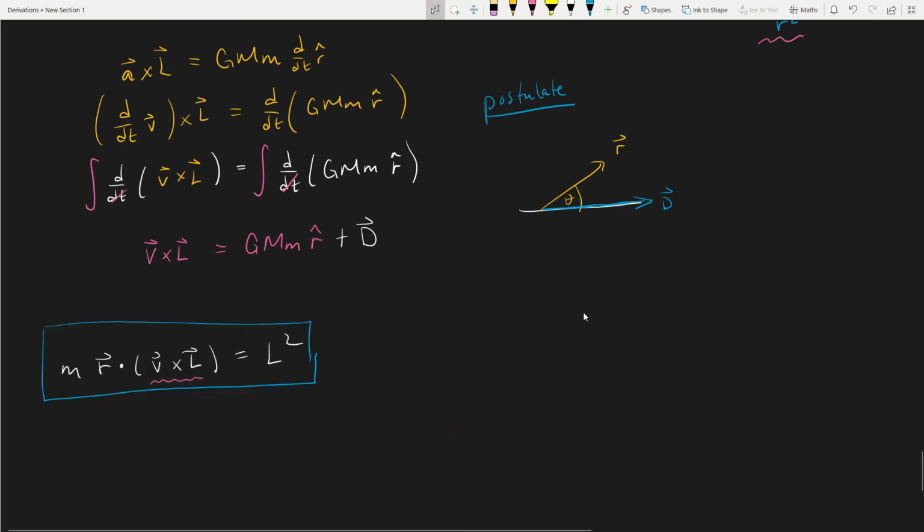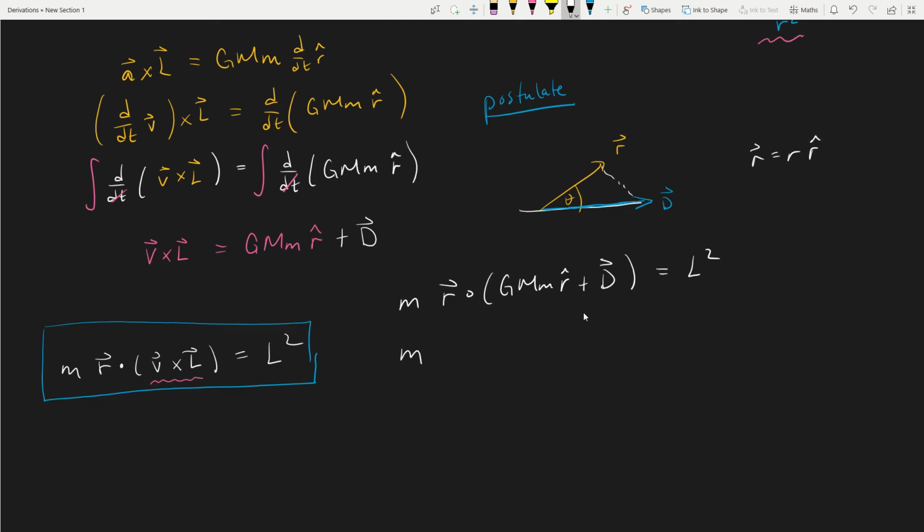We need to do m times r dotted with that quantity. Now let's write that out and make sure it's very clear. R dotted with GMm r hat plus this arbitrary vector d, and this all equals L squared. Okay, so what I'm going to say is that d makes an angle theta with r and can be projected down onto r. So we know what r is. Let's remind ourselves r is equal to r times r hat.